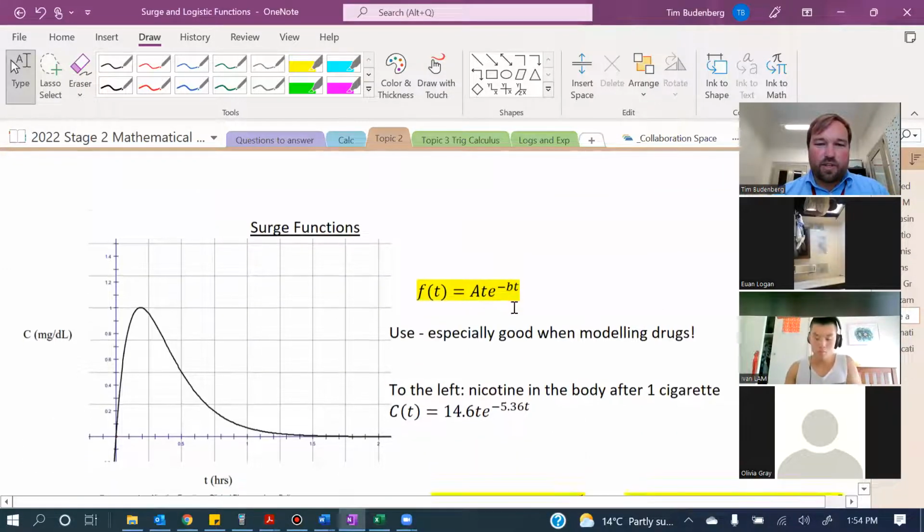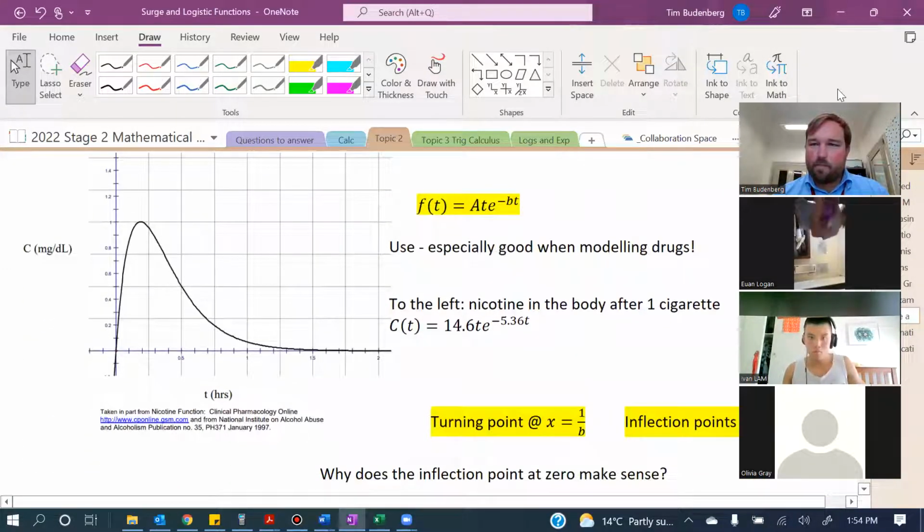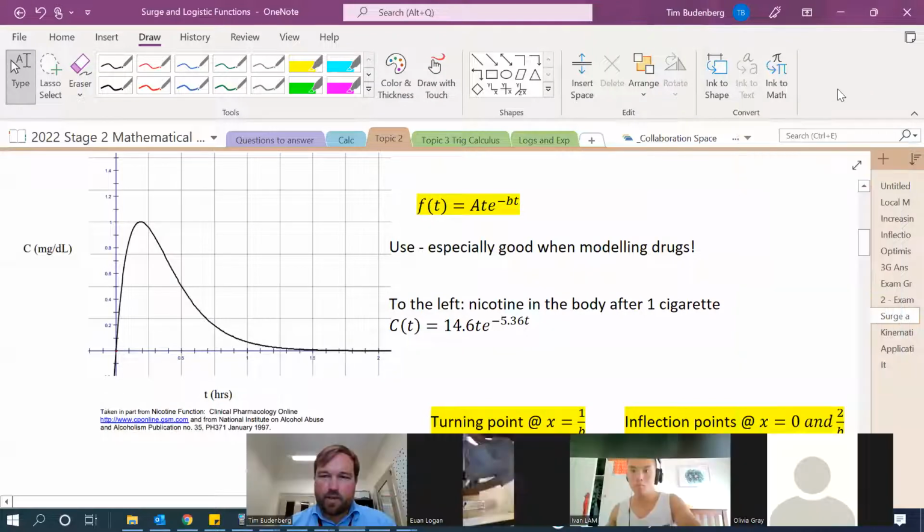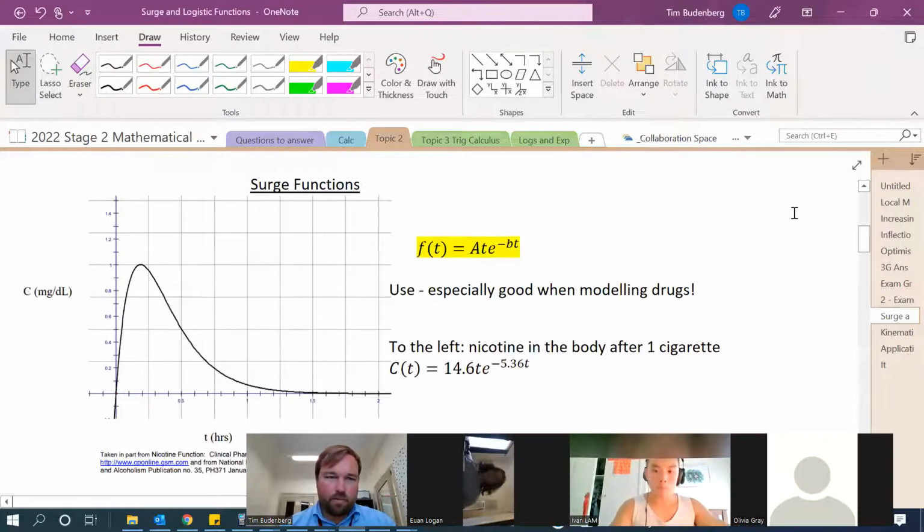All right, first is surge. How much of this can you guys see? Most of it. All right.